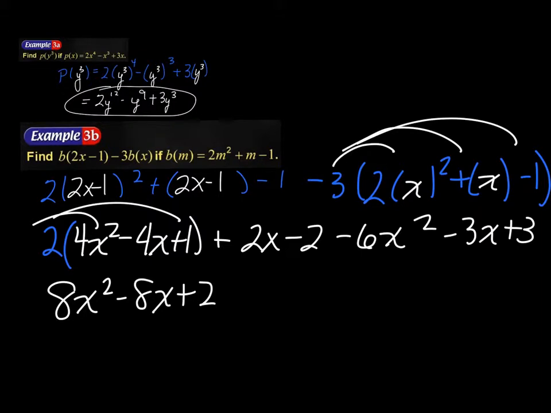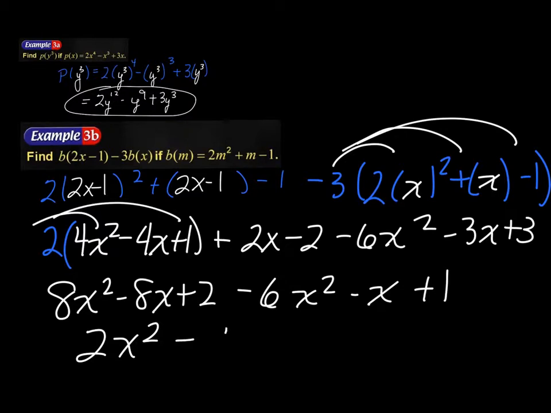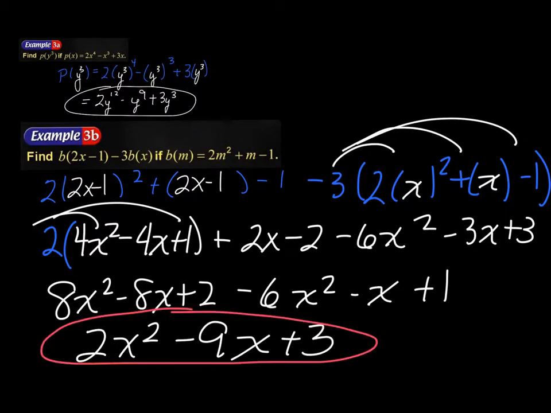Like terms to combine, well, I'm just going to copy down the minus 6x squared minus 1x plus 1, combining the 2x and the negative 3x to get negative 1x, and negative 2 and positive 3 to get 1. And then we can combine our x squareds. 8 minus 6 is 2. And our x's, negative 8 minus 1 is negative 9. And our constants, 2 plus 1 is 3. So this time we got to use the function rule twice, but it combined into one nice final answer.